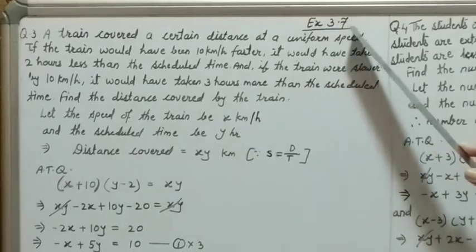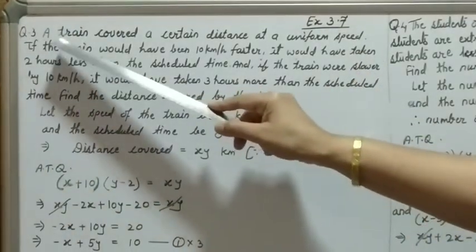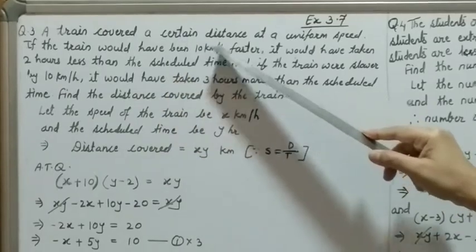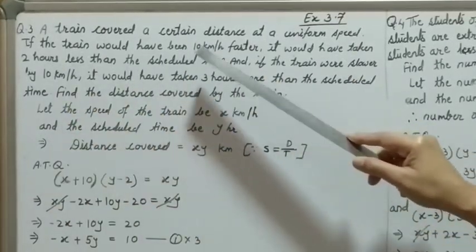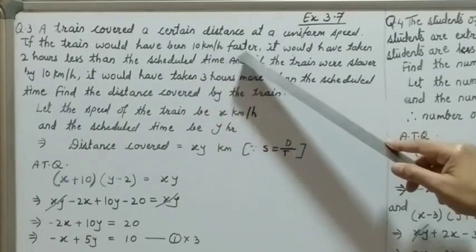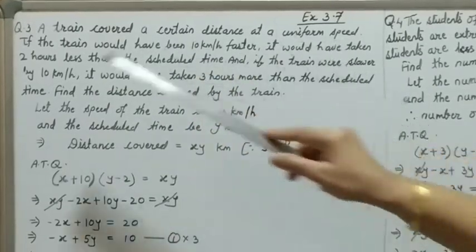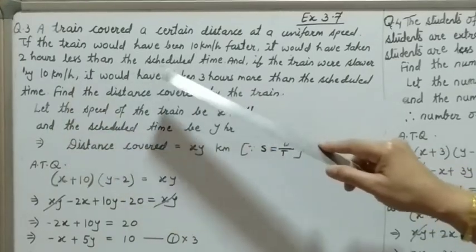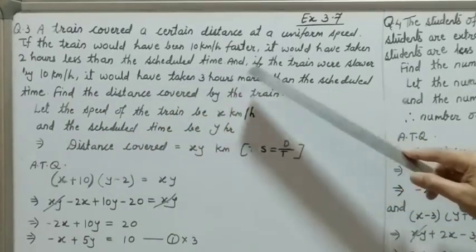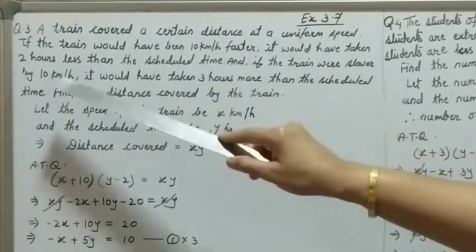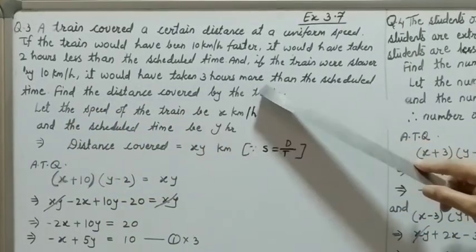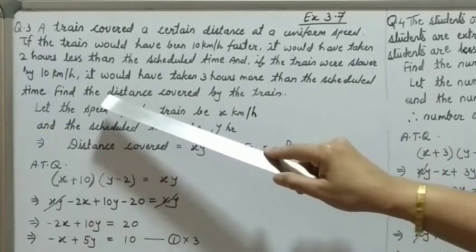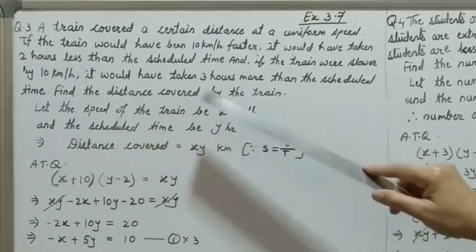Exercise 3.7, question number 3. A train covered a certain distance at a uniform speed. If the train would have been 10 km per hour faster, it would have taken 2 hours less than the scheduled time. And if the train were slower by 10 km per hour, it would have taken 3 hours more than the scheduled time. Find the distance covered by the train.